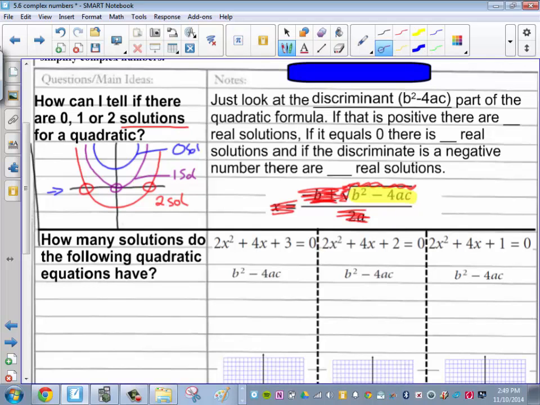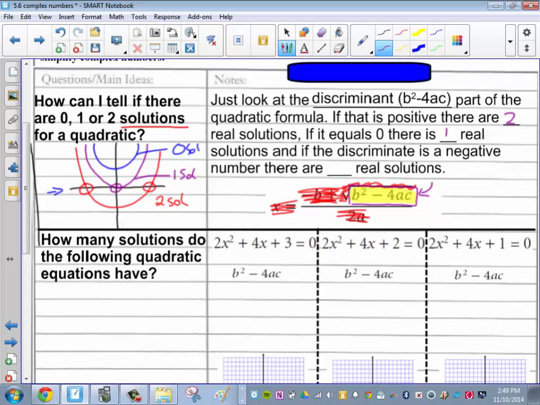And here's how. Let's keep on reading. Just look at the discriminant, b squared minus 4ac, part of the quadratic formula. If you put your values in and this turns out to be positive, there are going to be 2 solutions. If it equals 0, if the discriminant is equal to 0, then there is one real solution. The first one, if it's positive, there are 2 solutions.